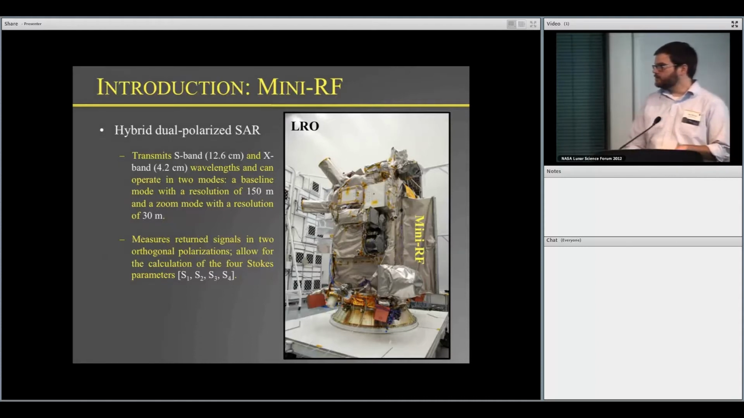MiniRF measures the return signals in two orthogonal polarizations that allow us to compute the 4 Stokes parameters from the radar data. And these are important because from these parameters we can create a number of useful products for looking at the surface of the moon.